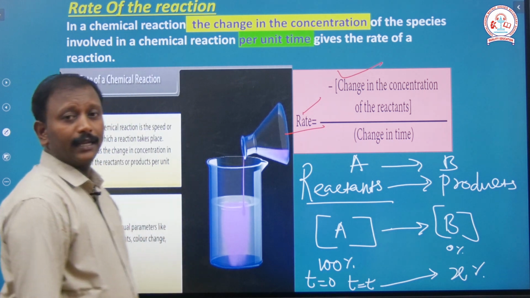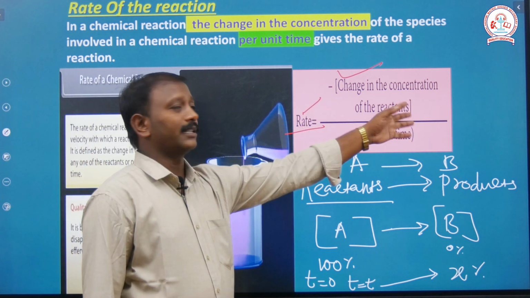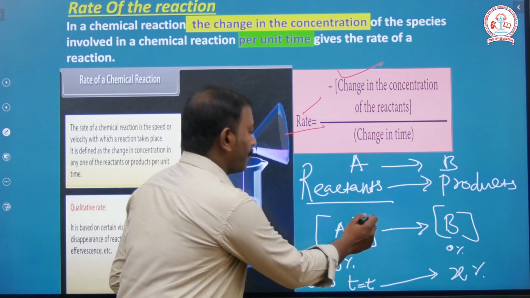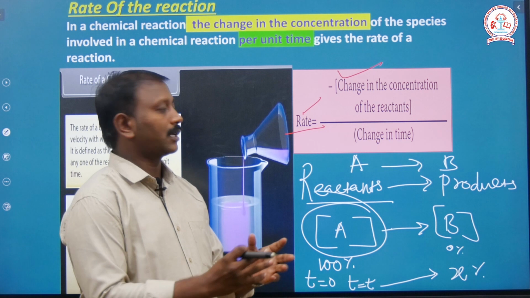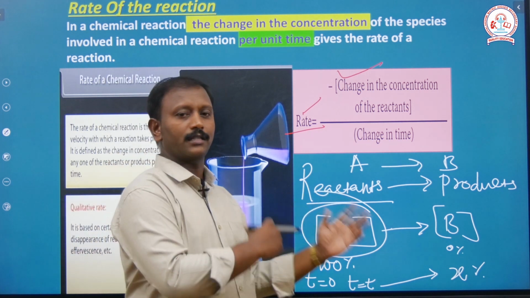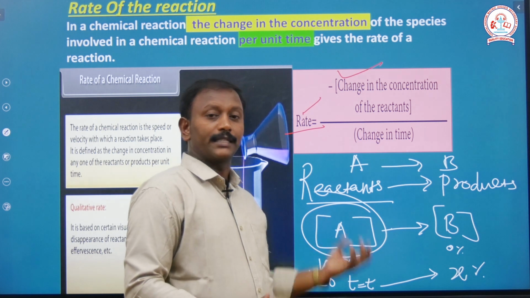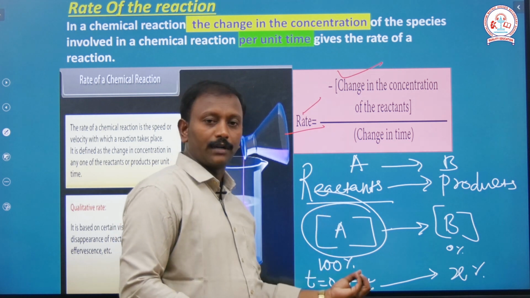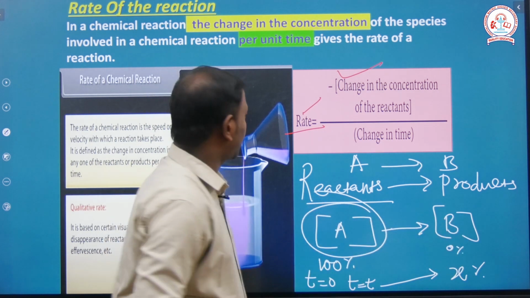So we find the rate of the chemical reaction by the change in the concentration of the reactant. How much is the change in the concentration of A, how much it is reduced or converted into the product side. That is the rate of the reaction.